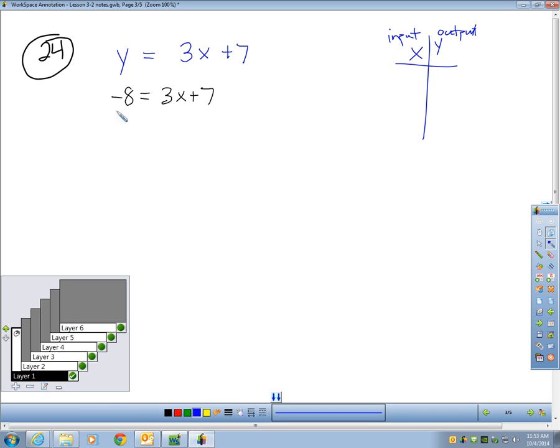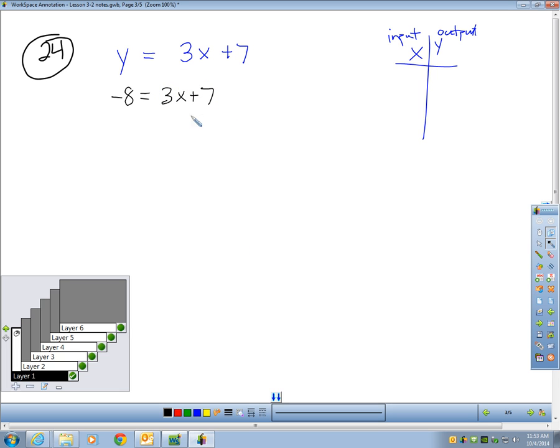Well, I can't simplify negative 8. Can I add 3x and 7? No, I can't. I tried to simplify. I can't. Think about your onion. Here's the center layer. Here's the next layer. Times 3 is the next layer. The outside layer of the onion is plus 7. I've got to get rid of plus 7 first. So let me undraw my onion so you can see I've got to get rid of plus 7 first. Then I've got to get rid of the times 3 to get to the center of it. So let's get rid of plus 7.